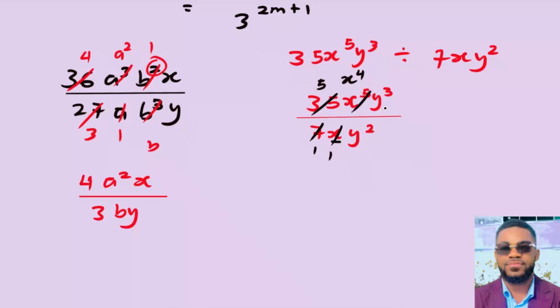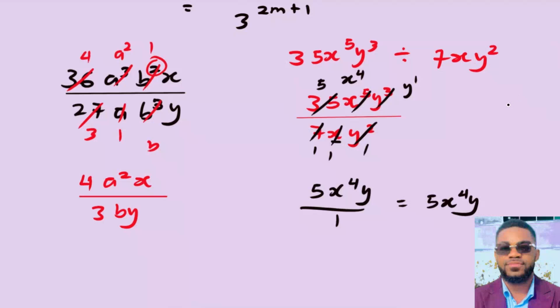We have y exponent 2, y exponent 3. We can use this one to cancel itself, and it goes into this one, y exponent 1, which is the same as y. So we can see that the whole of the denominator has turned into 1. So you're going to get 5x exponent 4 y all over 1, which is the same as 5x exponent 4 y. So at this point, let's turn the attention to exponential equations.